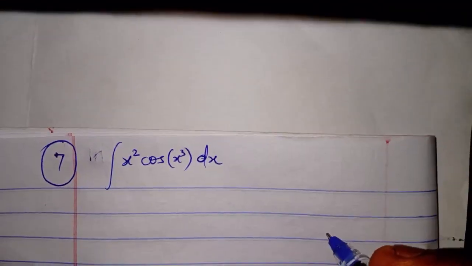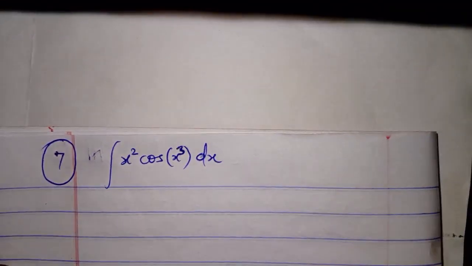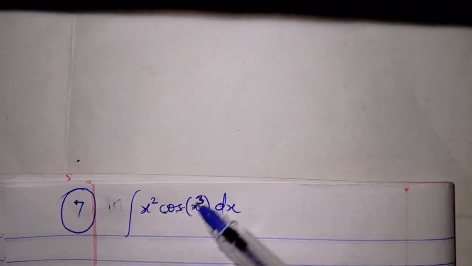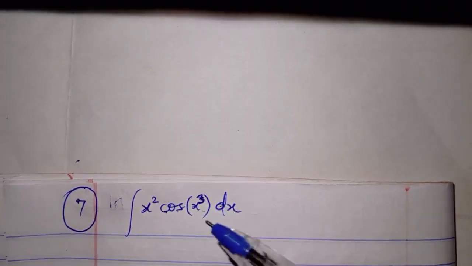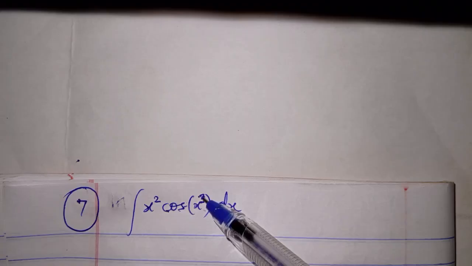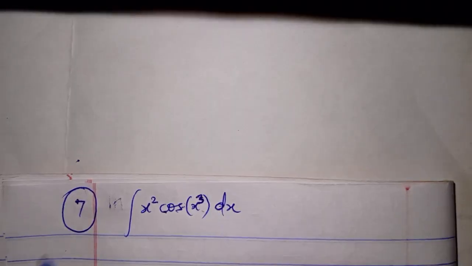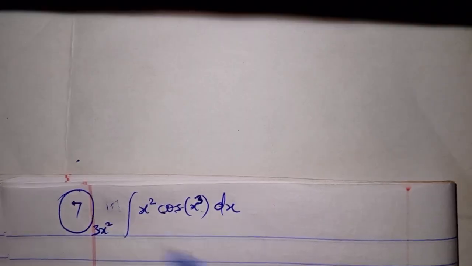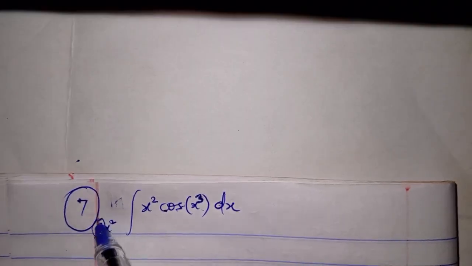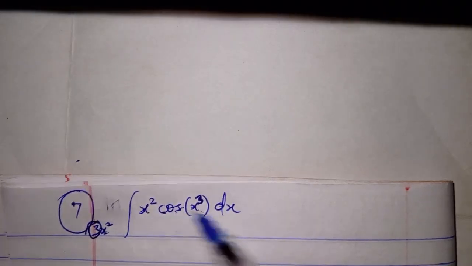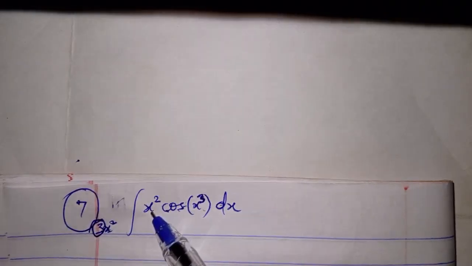Let us evaluate the integral of x squared cos x cubed dx. Looking at this integrand, I can see cos x cubed. If I differentiate x cubed with respect to x, what will I get? I will get 3x squared, right? Forget about the 3 because it's a constant. What can you see? x squared. In the integrand, does x squared appear? Yes, there is x squared here.